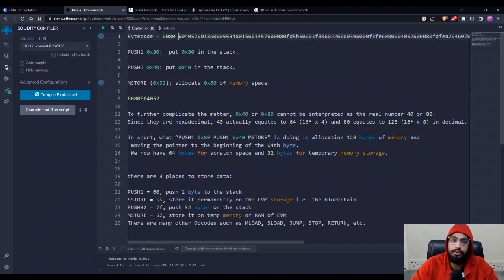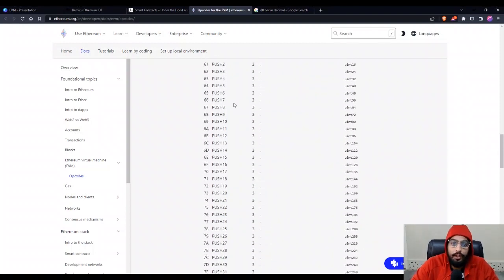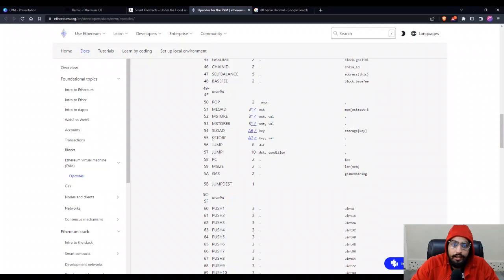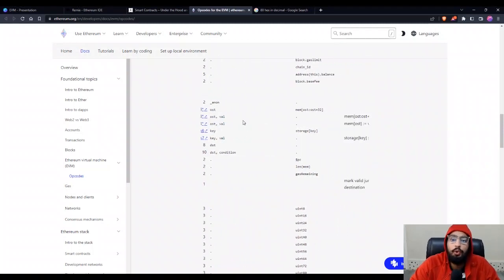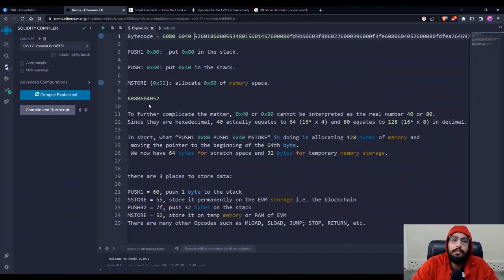So now again we have 60. Again we know that 60 stands for PUSH1, and the next two numbers are 40. So what it will again do is push 0x40 onto the stack. Now our next number is 52. So let's go there and see where 52 is. So 52 is here, and it stands for MSTORE, which is to store something in memory itself. So write a word to memory, right? This is what it stands for.